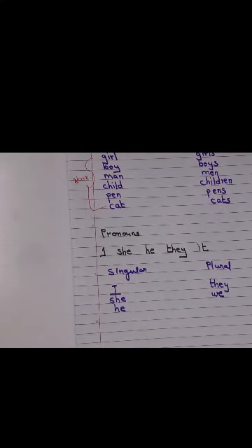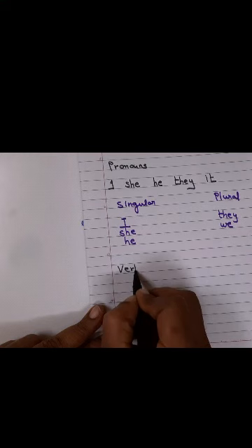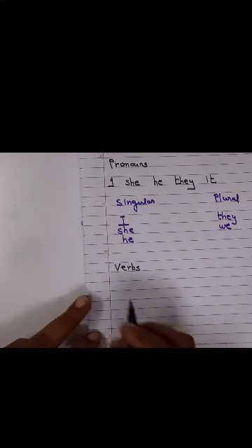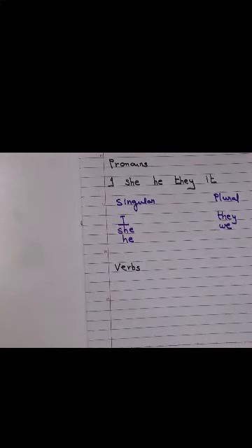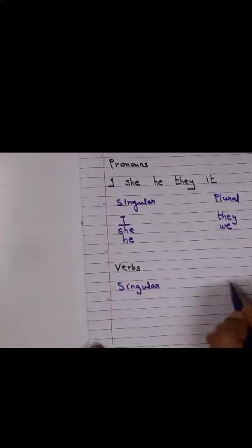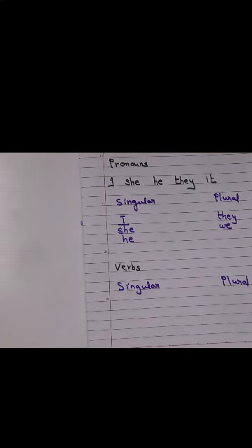Now what about verbs, children? Do you have singular plural in verbs? Think. We just now discussed, no children, verbs are doing words or action words. Now children, in verbs also we have singular and plural. Please pay attention. In verbs also we have singular and plural. Think of some examples, children. Yes, singular and plural verbs.